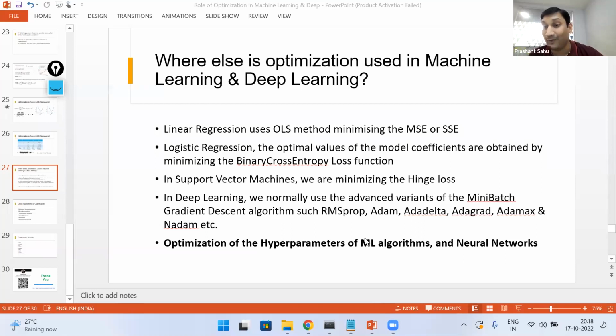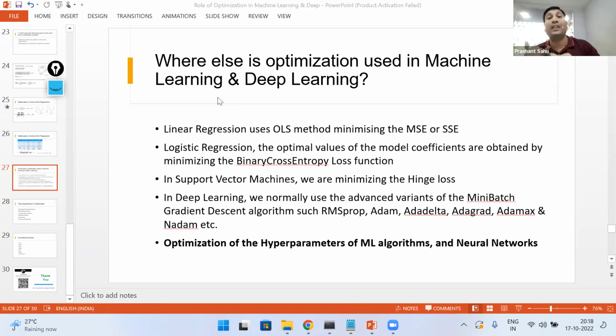Someone had this question. Yes, indeed, the hyperparameters can be optimized by the concept of optimization again. Whether you're talking about the hyperparameters of a machine learning algorithm, like for a support vector machine, you want to decide what type of kernel to use. You have different choices of kernel: linear, RBF, polynomial, sigmoid. You can optimize the kernel. Or if you go with a polynomial, you want to optimize the polynomial degree.